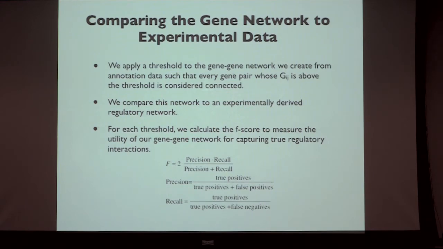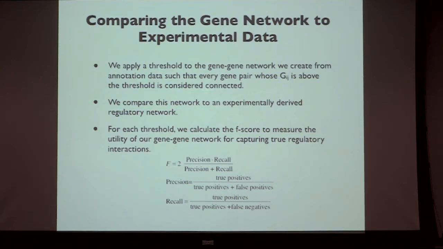So the reason we have this alpha parameter is we want to understand what kind of gene network you can extract from the gene annotation data that actually tells you about real regulatory interactions. And so that's why we explored many ways of weighting the data.